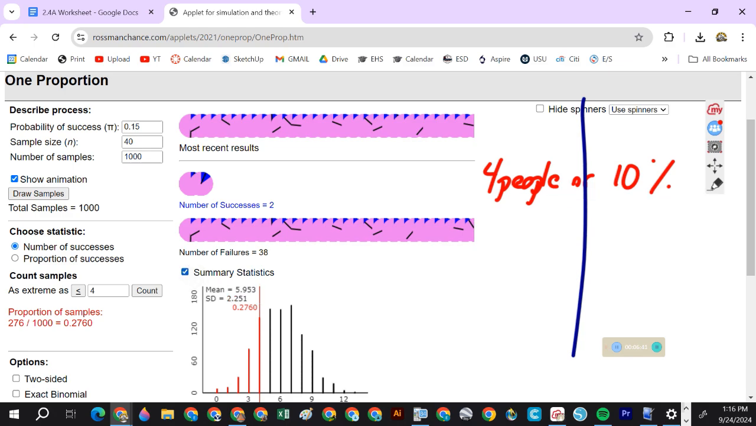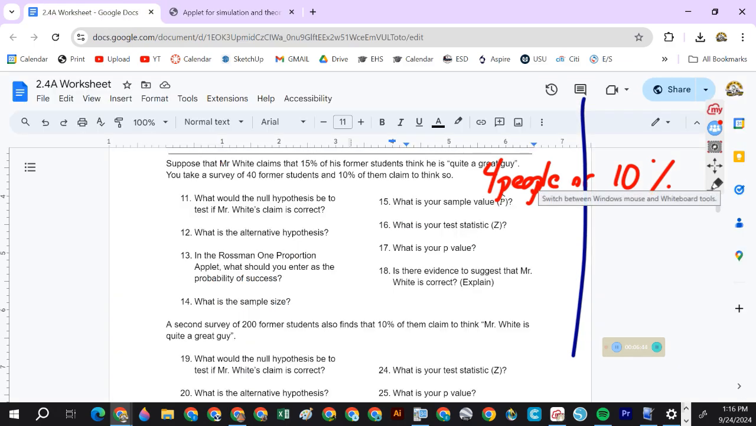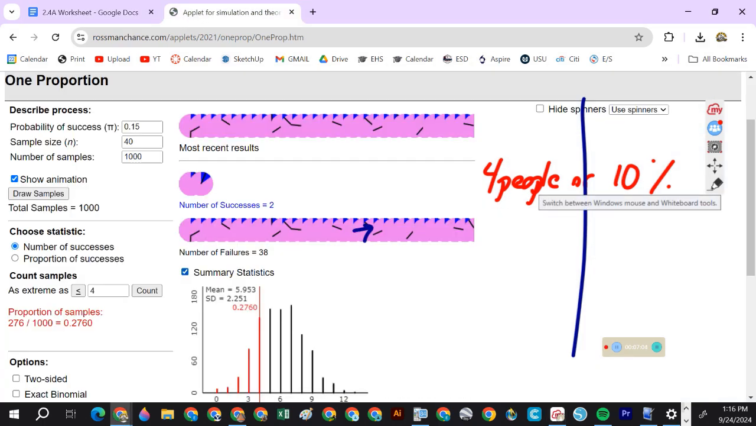Oh, but I need my summary statistic because I need to answer these questions. So what is my sample value? It's either 4 people or 10%. Both are correct. Okay? What is the test statistic? This is where it gets a little bit tricky. So down here, it says that my SD is 2.25. So this SD is in people, and this SD is in percentage.